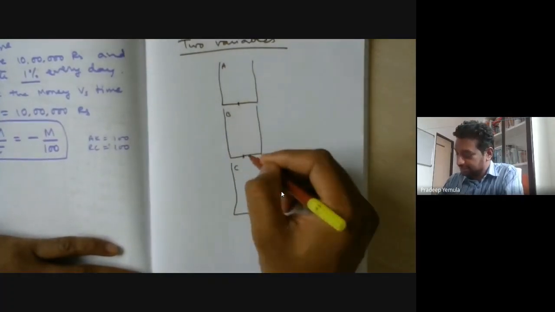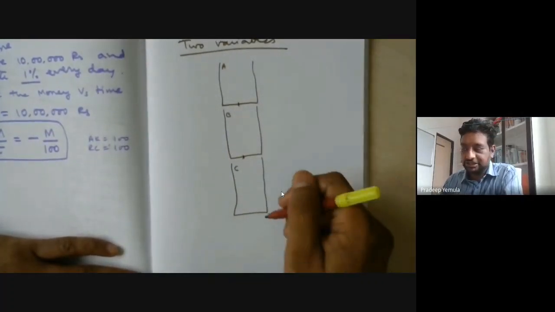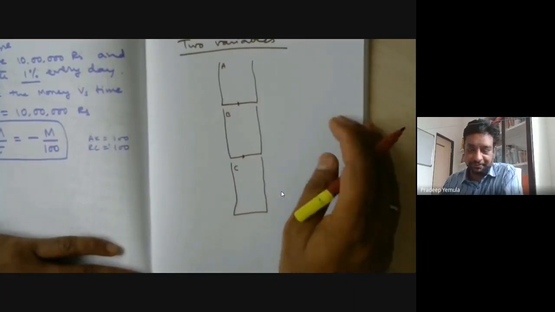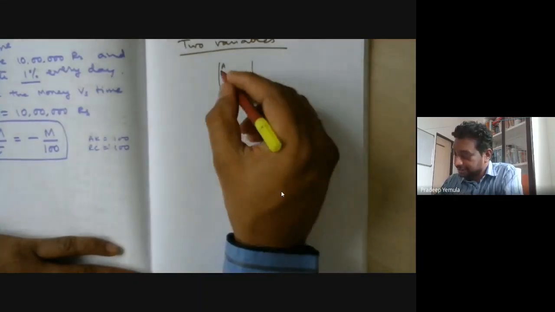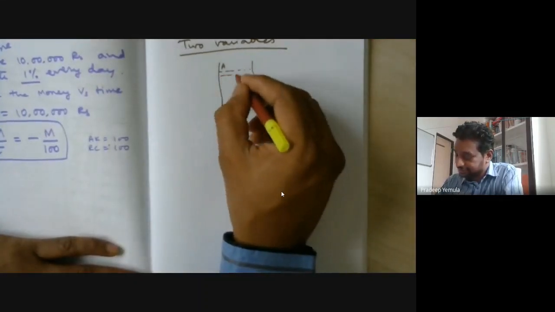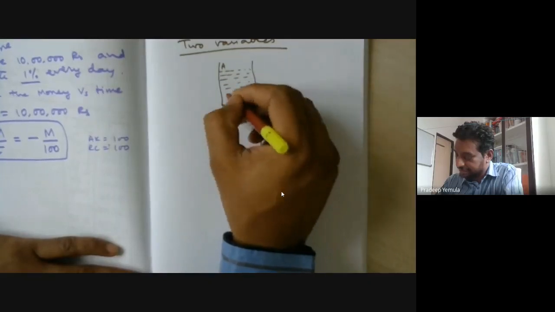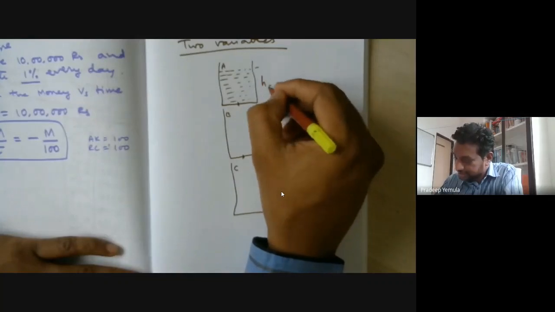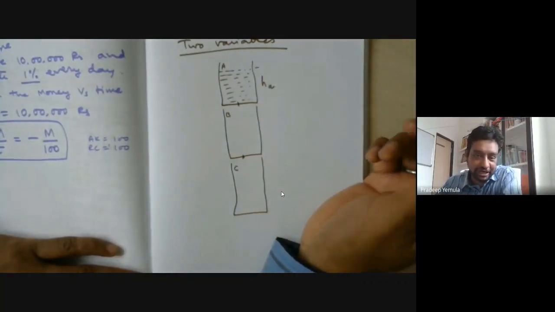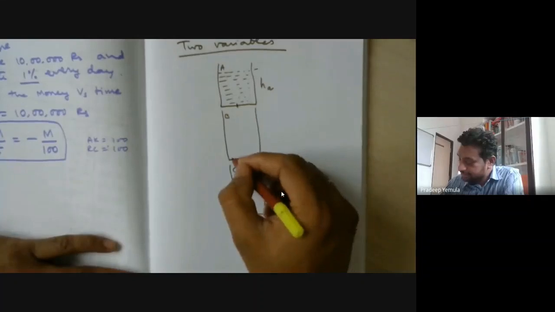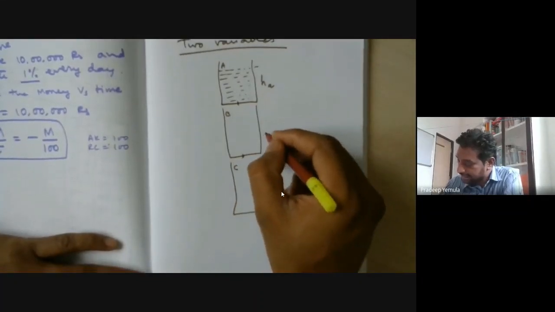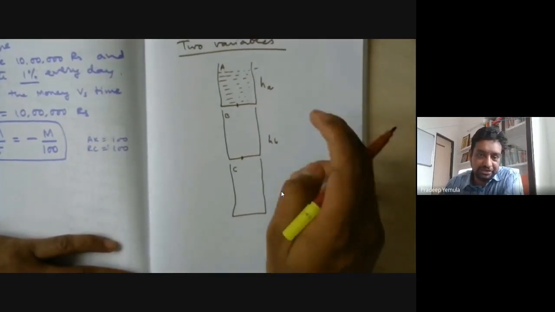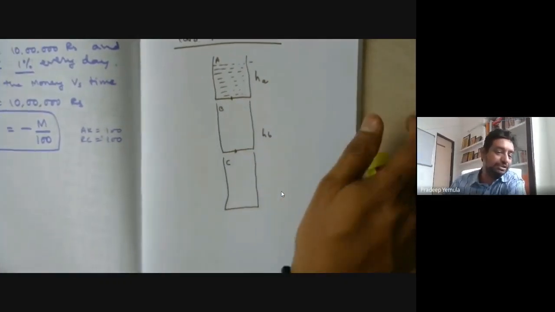A and B have the hole, whereas C does not have any hole because C is just used for collecting the excess water. So in this case, now I'll complete this. I'll start with the initial like this. Let's call this HA, the height of A. Now HB will be 0. The height in this will be HB and the height in this will be HC, which we don't need right now. So A and B are the two variables here, HA and HB.